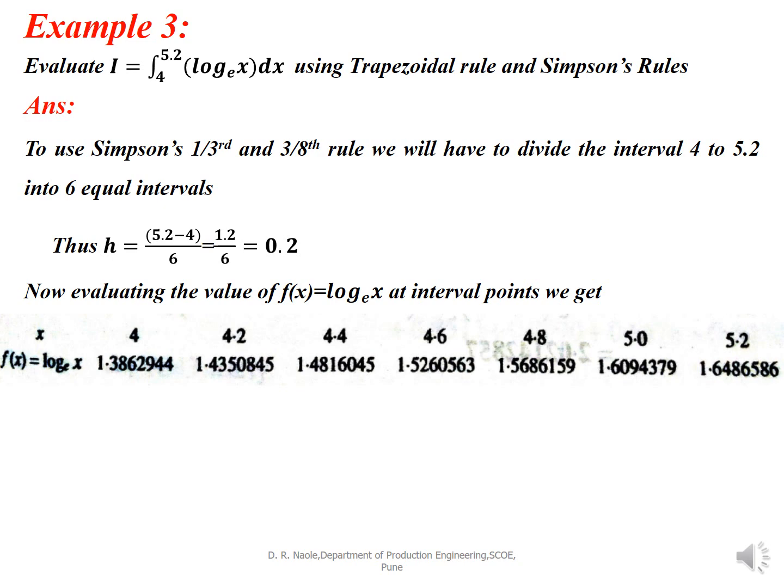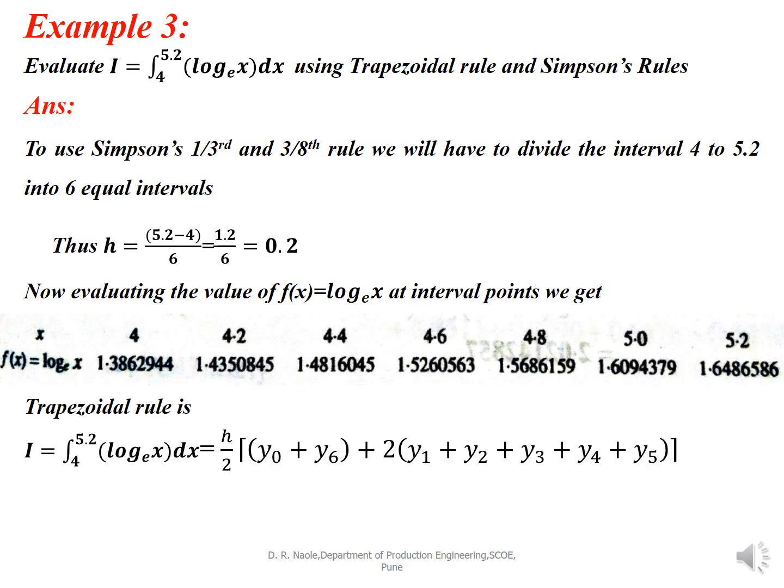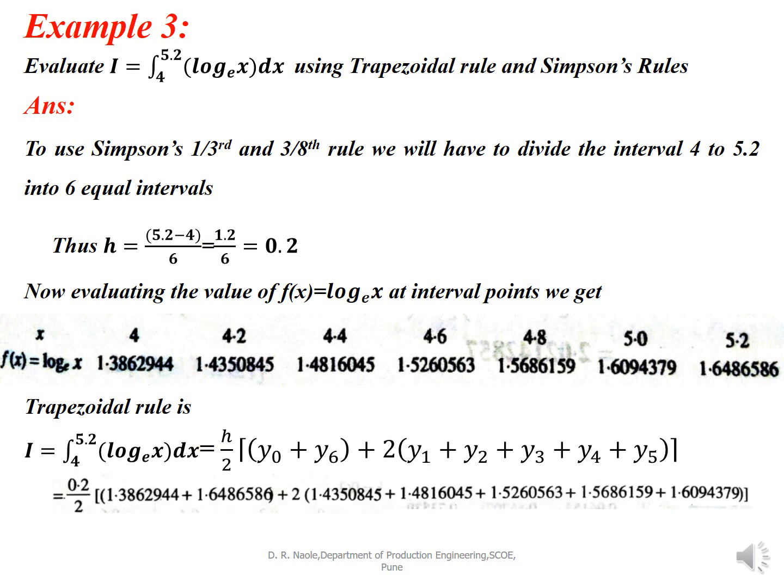Now let us write down the trapezoidal rule for this numerical. That will be h by 2 into y0 plus y6, that is the first and the last term, plus 2 into all the remaining terms. So we get this. When we insert the values from the table, we get the value of the integral by trapezoidal rule as 1.82784724.